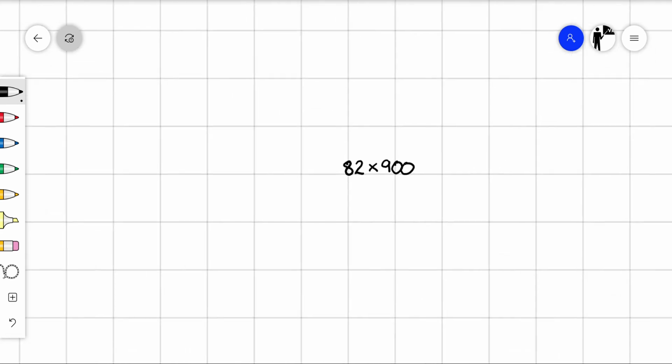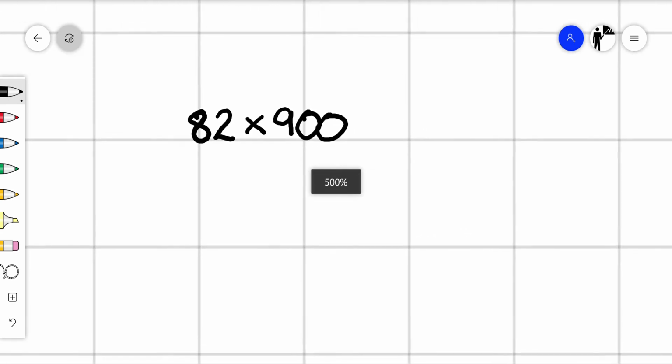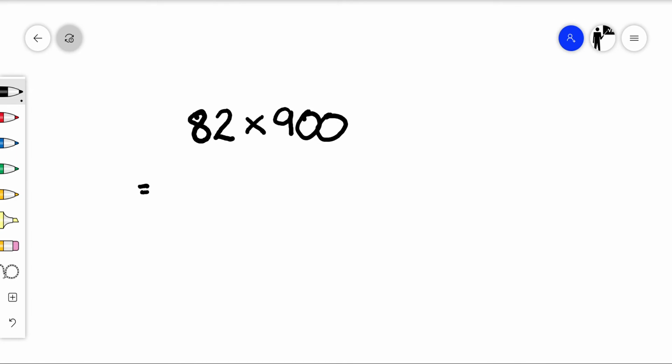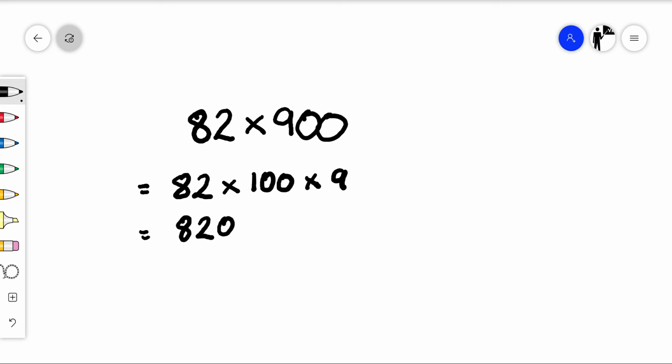One more example, 82 times 900. Okay, so we want to try and split up one of these numbers into something that's easy to multiply by. So I think about 900 and I think, what numbers can make 900 where one of them is really easy? Well, I know this one. I know that 100 times 9 is easy, and I've chosen that because 100 is easy to multiply by, because this is going to become 8,200 multiplied by 9.